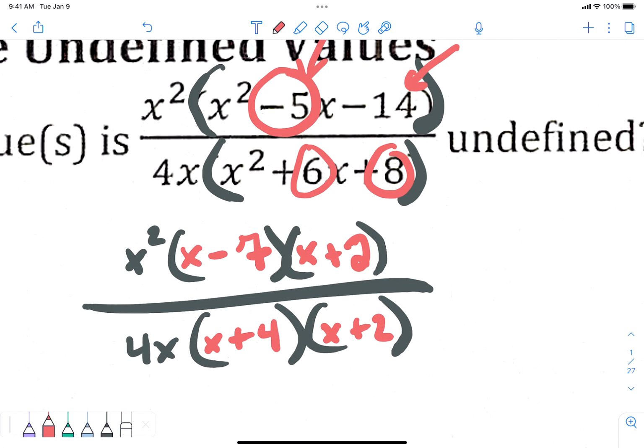All right, now let's cancel stuff. So we have it all broken down. It's ready to go. You did x plus 2. X plus 2's cancel out, right? We've broken it down. Anything else cancel? No.